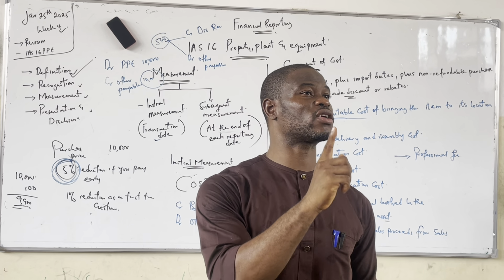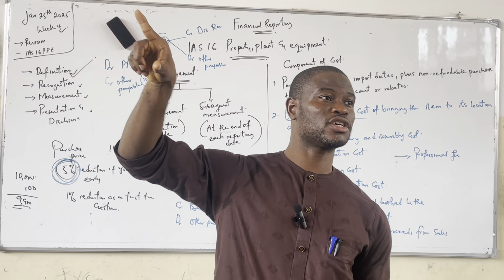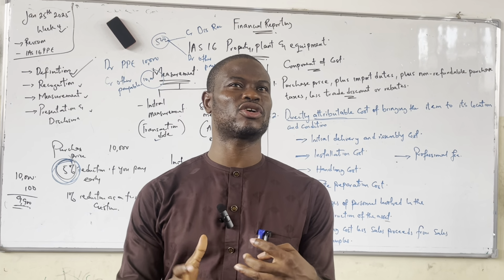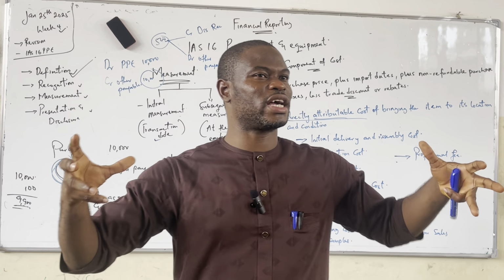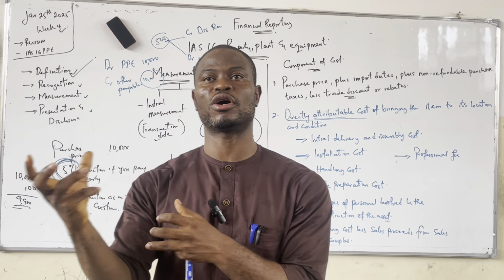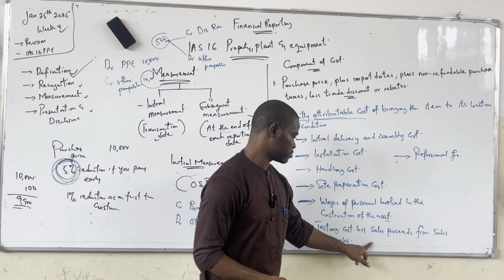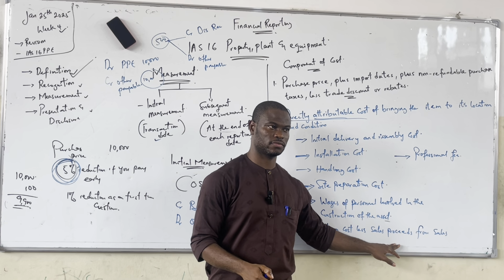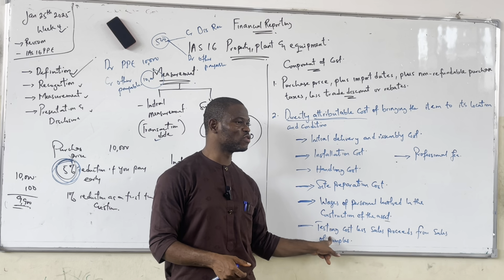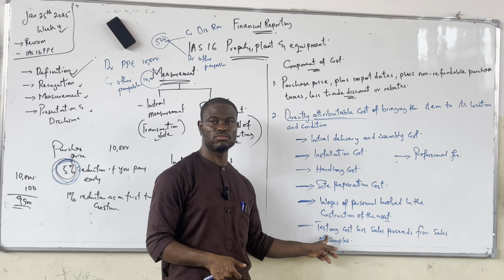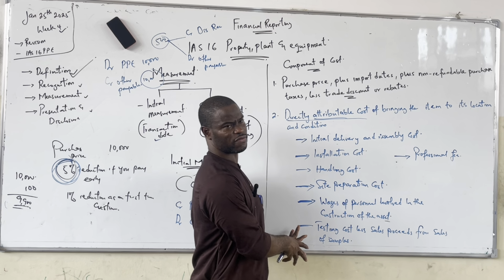So the standard is saying don't recognize that as income, because at this level, the asset is not ready for use. In order to match that income with the costs, come and remove the proceeds, the money you got from selling those samples. Come and remove it from the cost of the asset. Remove it from the testing cost. That's the idea. So you need to be very careful of this one.